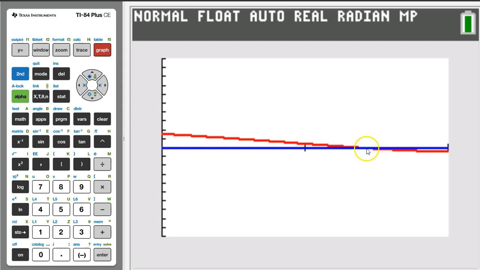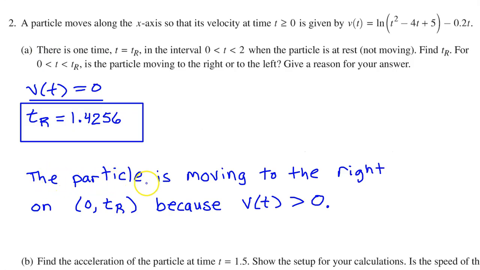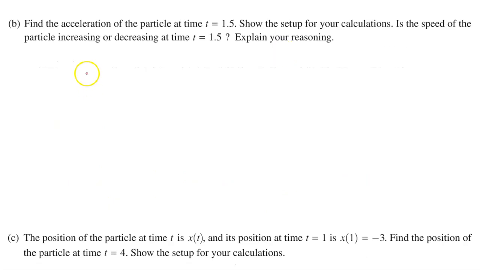This 0 is t_r. So notice that on the interval from 0 to t_r, the velocity function shown here in red is positive. It's above the x-axis. We say the particle is moving to the right on the interval from 0 to t_r because v of t is positive. Part B. Find the acceleration of the particle at time t equals 1.5.